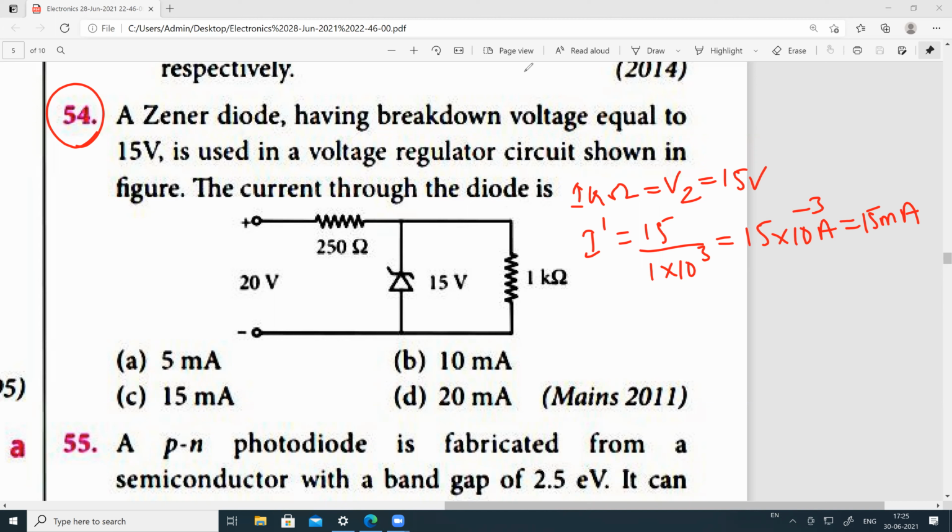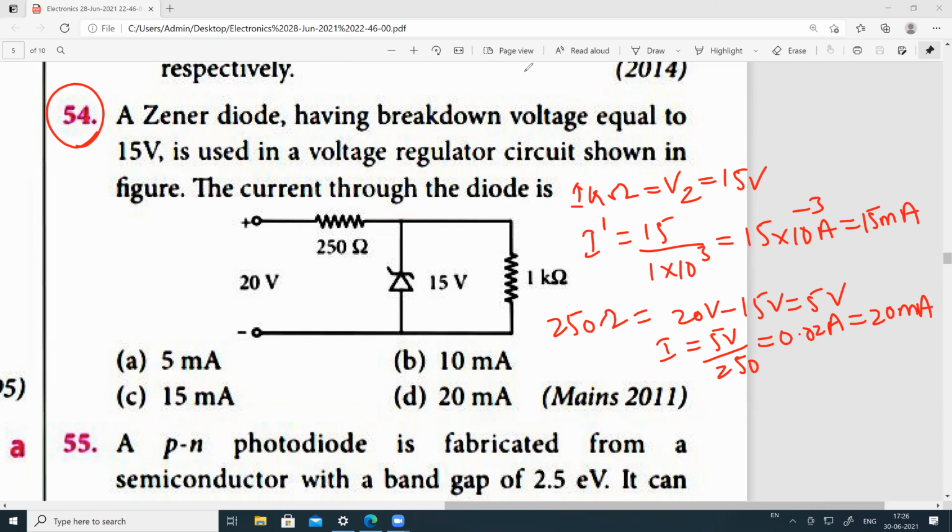Voltage drop across 250 ohm we have to calculate. That is 20 volt minus 15 volt, equal to 5 volt. So current through 250 ohm is given by I equal to 5 volt divided by 250 ohm, equal to 0.02 ampere. That is almost equal to 20 milliampere. Then current through the Zener diode, IZ, is equal to I minus I dash, that is 20 minus 15, so we get 5 milliampere. Therefore, the first one is the right answer.